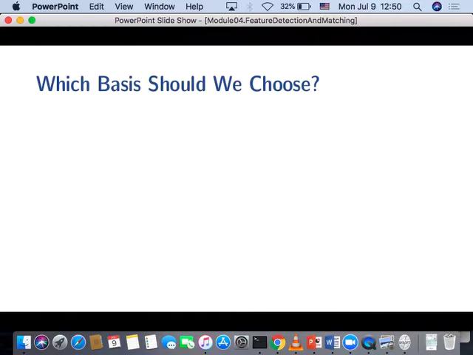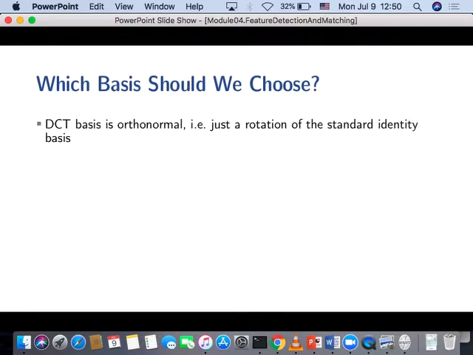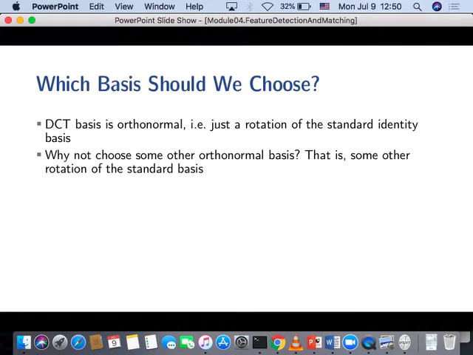So the question is, which basis should we choose? DCT is just a rotation of the original identity basis, and I can rotate in a lot of ways. So I could have chosen some other basis. Why choose DCT? Or is there some other basis that I should choose? Okay, so the DCT basis is an orthonormal basis, which is just a rotation of the standard identity basis, right? So why not choose some other orthonormal basis? Why not choose any other rotation than DCT? DCT is one particular rotation.